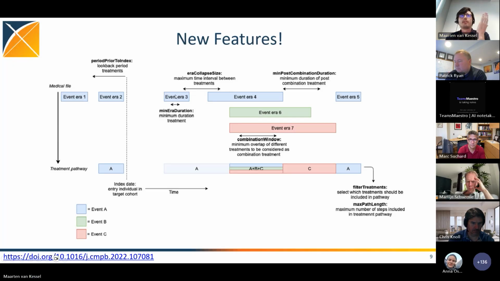Several parameters that she introduced were, for instance, the idea of a minimum era duration. How long should one event last within a pathway to be considered for building the pathways?